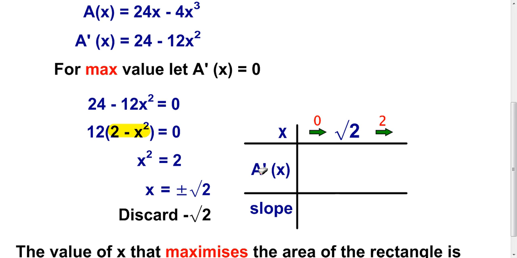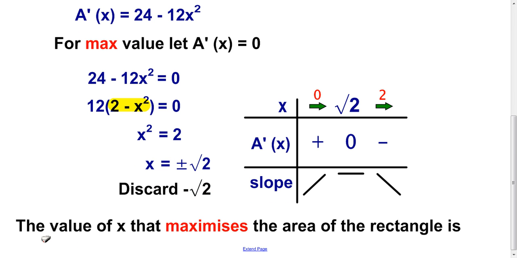So if I put 0 into the derivative, I'm going to get a positive value, so plus. At the stationary point we know the gradient's 0. If I put a 2 into the derivative, that's going to generate 4, so that's going to be 48, and if I do 24 take away 48, you're going to get a negative. So positive gradient, 0, negative, which proves a maximum happens at root 2, which is what we're looking for. And to finish it off, the value of x that maximises the area of the rectangle is root 2.